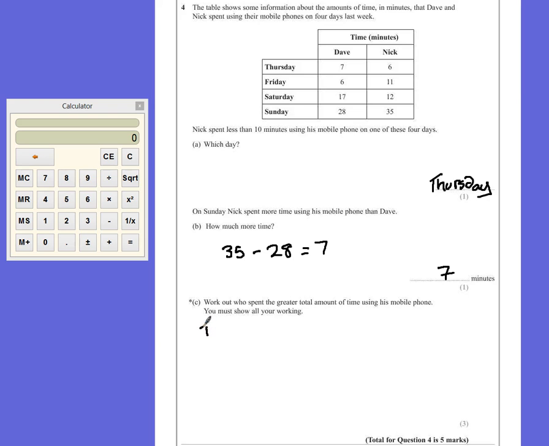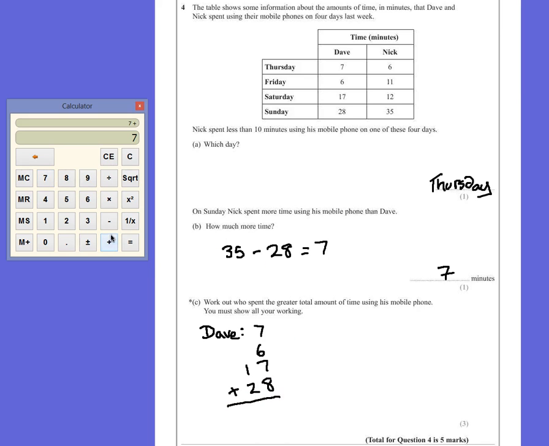So if we start with Dave. Now Dave spent 7 minutes, 6 minutes, 17 minutes, and 28 minutes altogether. So if we add all his times together, 7, add 6, add 17, add 28, we're left with 58 minutes. So Dave spent 58 minutes in total.